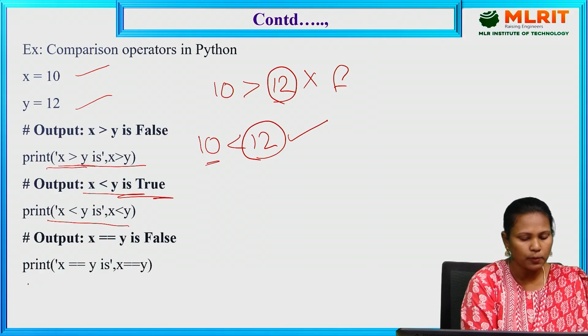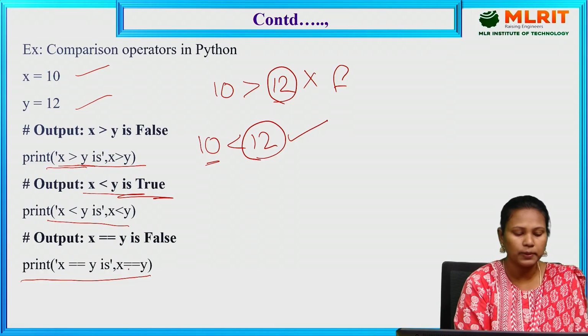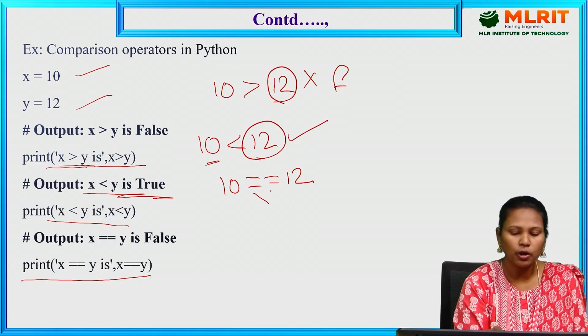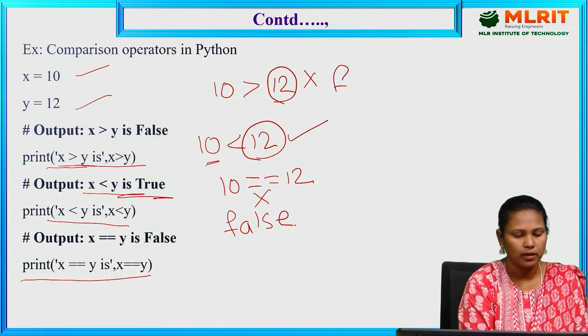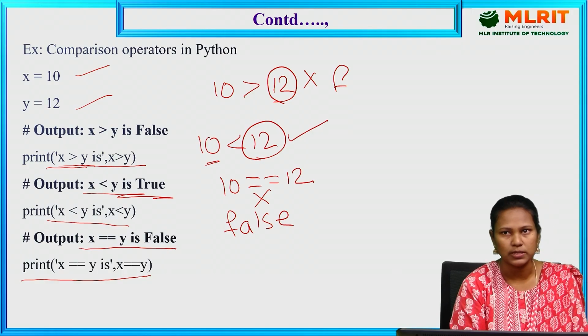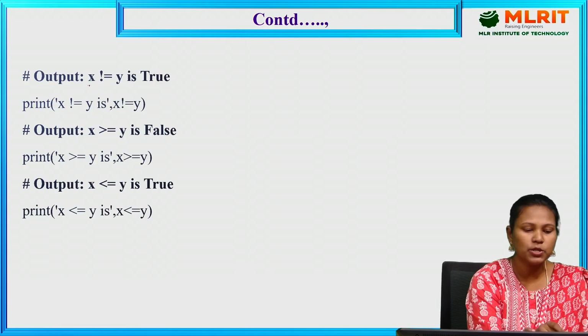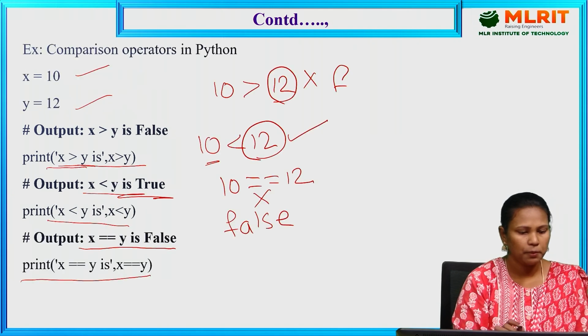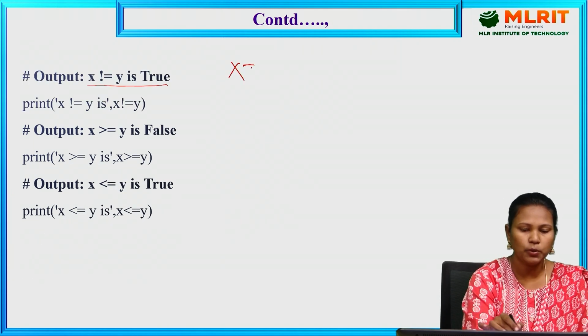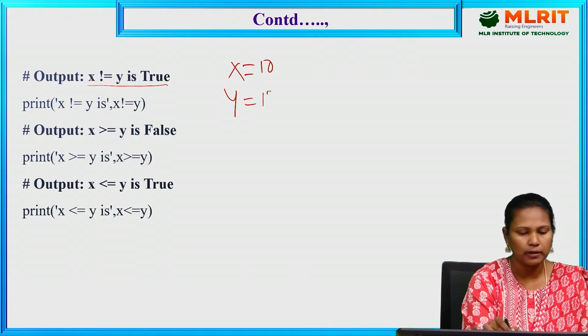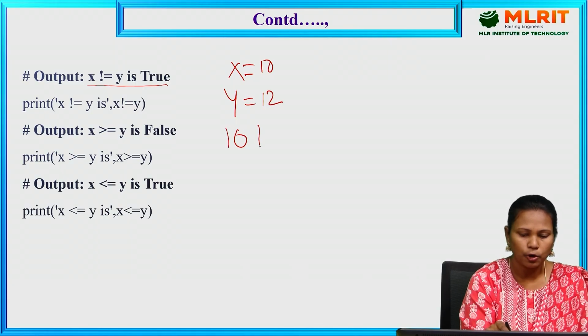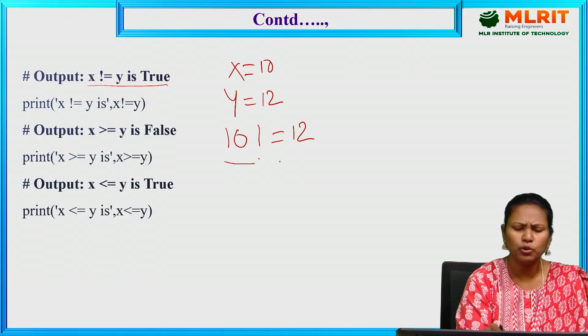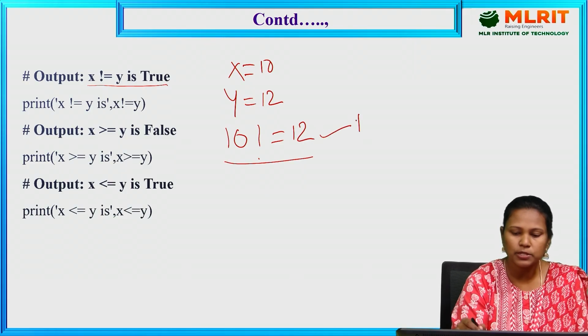The next example is we are comparing x with y. So 10 equal to 12. Both are not equal, that's why it is displaying false. x equal to y is false. Next example, x not equal to y is true. So in the previous example, x equal to 10, y equal to 12. So 10 not equal to 12. Yes, both are not same. So that's why it displays true.